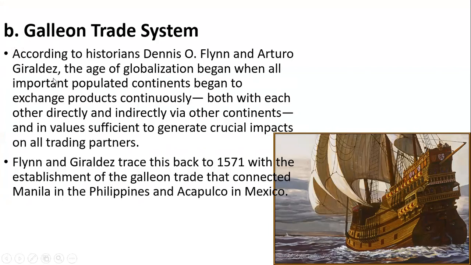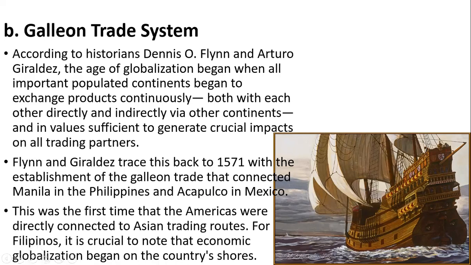It happens, for example, in China, a populated country, where they began to export silk. But in the galleon trade system, Flynn and Giraldez traced this back to 1571 with the establishment of the galleon trade that connected Manila in the Philippines to Acapulco in Mexico. This was the first time that the Americas were also directly connected to the Asian trading routes for the Filipinos.